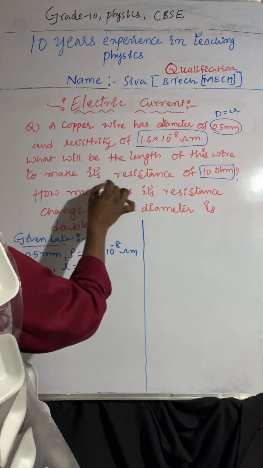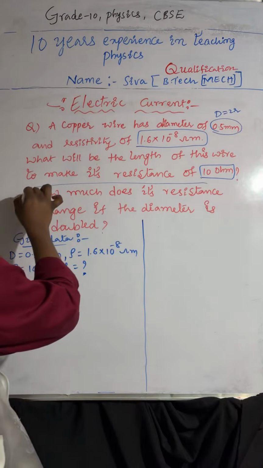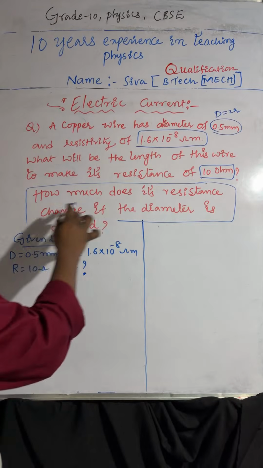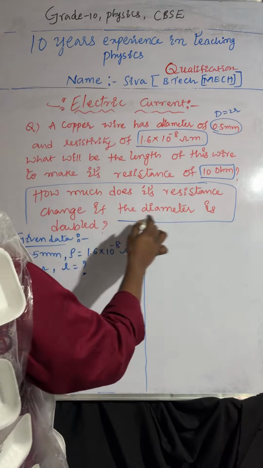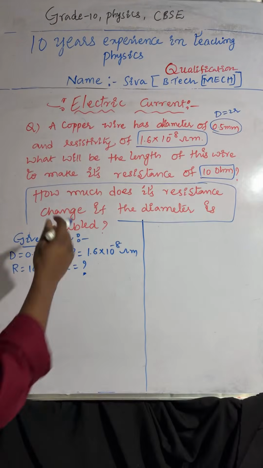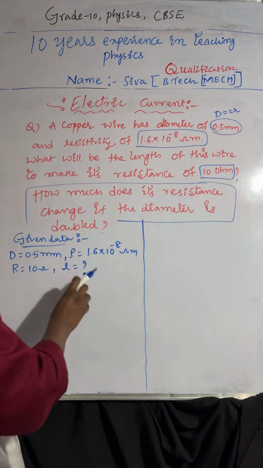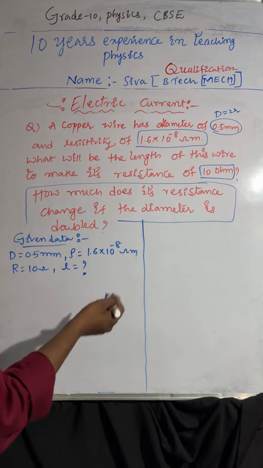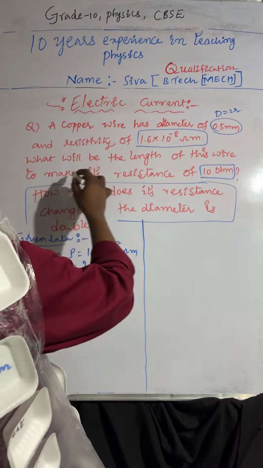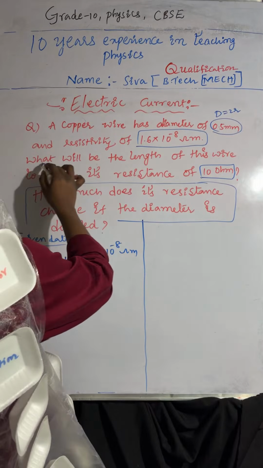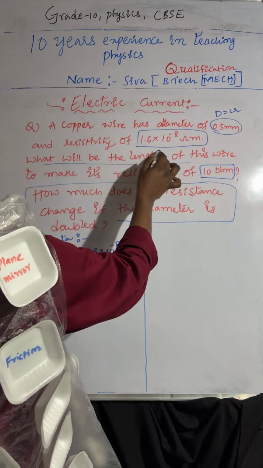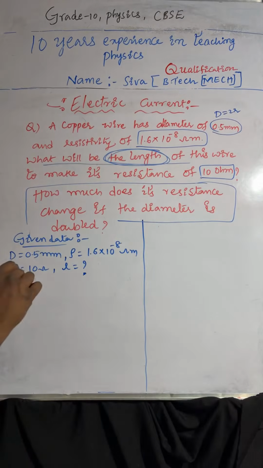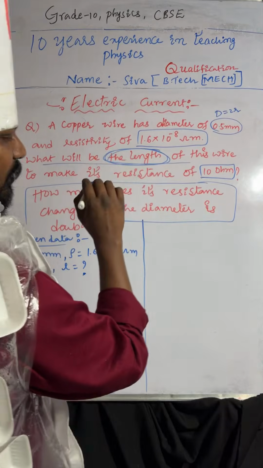The second question: how much does its resistance change if the diameter is doubled? First, from this we have to find out the length. Anyway, resistance is given. So the first question, what will be the length of this wire? They are asking to find out the length, so we have to find the length first. That is the first question, you have to do it.